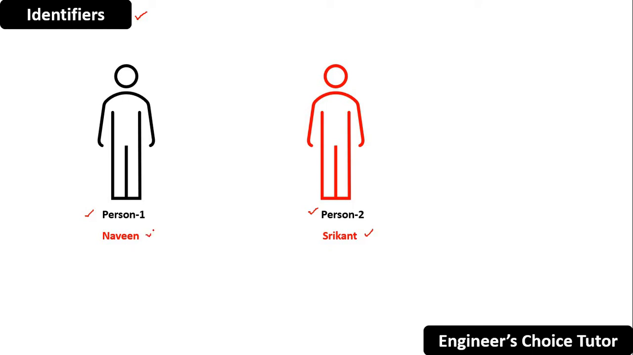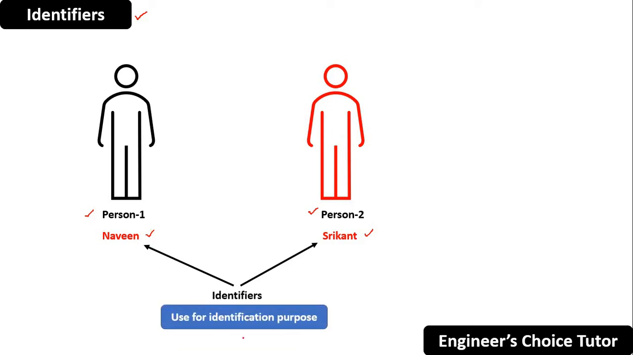Okay? So now they have names, so it is easy for others to identify and access them anywhere using their name. So you can say that these names behave as identifiers, which are basically used for the identification purpose, right? So this is what identifier in real life means.